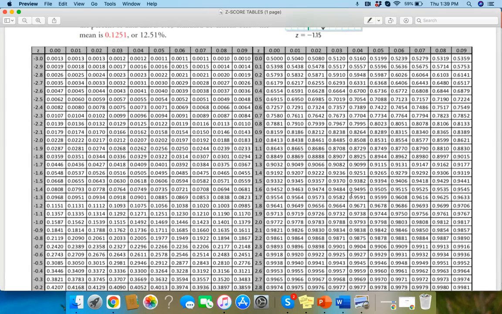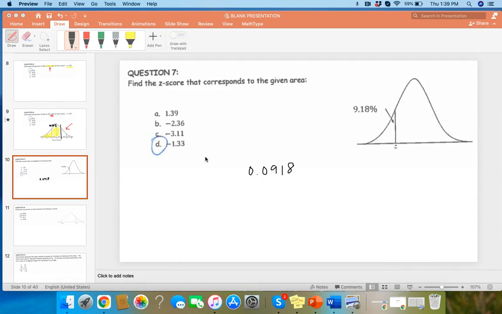0.0918. Okay, 0.09. If you look along here, here's the 0.09. 0.0918. So we look, and this one gets, there it is, right there, actually right on the nose, negative 1.33. And so you have a z-score here of negative 1.33.